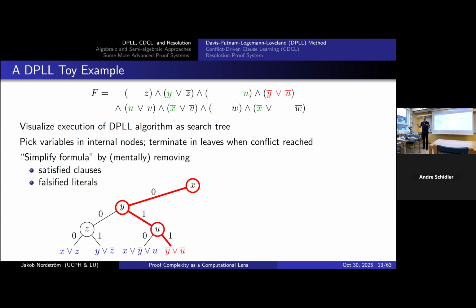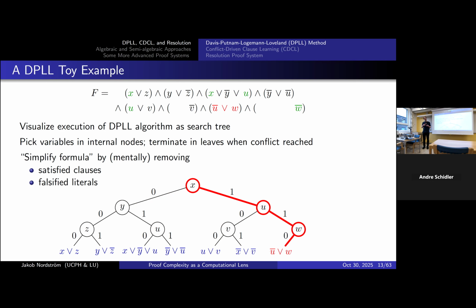Now, we don't want to spend the whole afternoon on this, but let me just run through quickly the rest of the example. Now I might set x to true, and then u to false, and v to false. Again, I hit a conflict, so I try to set v to true instead. That doesn't work. So I go back and try to set u to true. But again, if I do this, then w being both false and true doesn't work. So this is a DPLL execution that shows that this formula was in fact unsatisfiable.